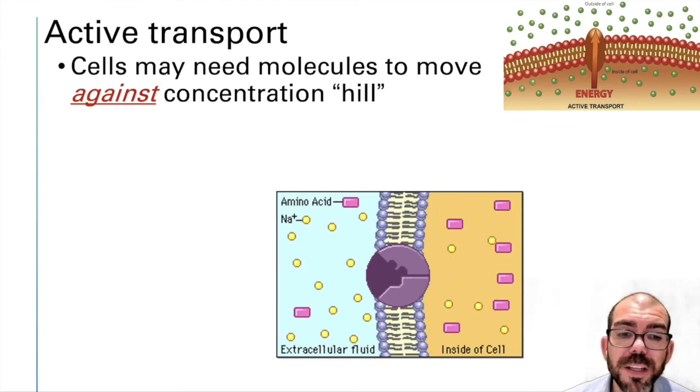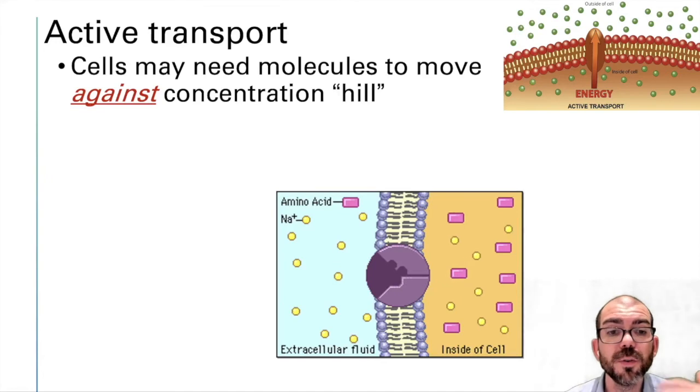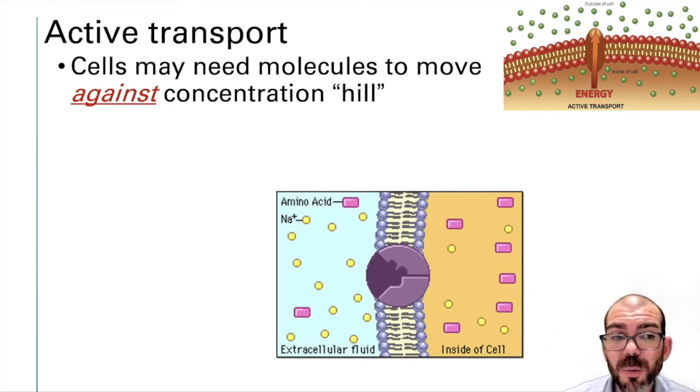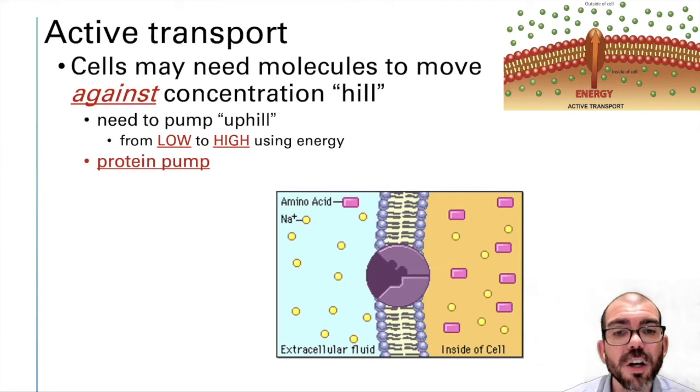But things don't always work this way. Sometimes you need to move in the opposite direction. Instead of moving from a high to a low concentration, you need to move from a low to a high. You need to go against entropy, against the laws of the universe. To do this is going to require some energy. So we refer to this as active transport.